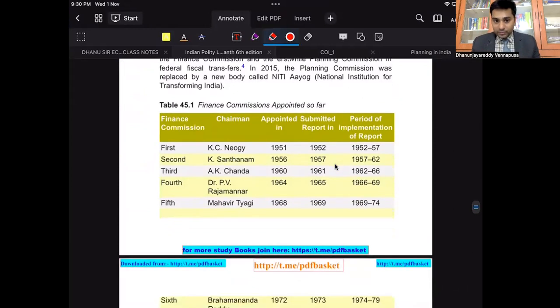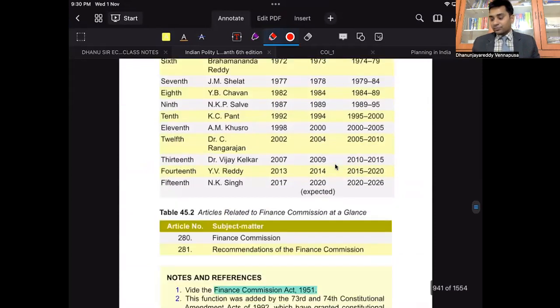One more thing that you have to remember is that the first Finance Commission was appointed in 1951 and the chairman was K.C. Neogy. So far you have 15 Finance Commissions. The 15th Finance Commission was chaired by N.K. Singh. So remember the last four. The 12th is by C. Rangarajan, the 13th is by Vijay Kelkar, the 14th is by Y.V. Reddy.